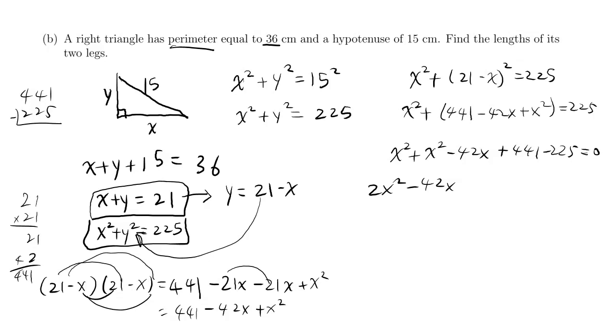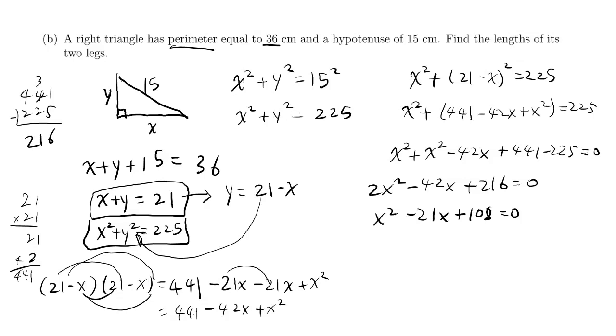Subtract 1 minus 5 gives you 6. You have to borrow. 3 minus 2 is 1. And then you have 4 minus 2, which is 2. So you have plus 216 equal to 0. Since everything is divisible by 2, again, divide everything by 2. You get 42 divided by 2 is negative 21. 216 divided by 2 is 108 equal to 0.